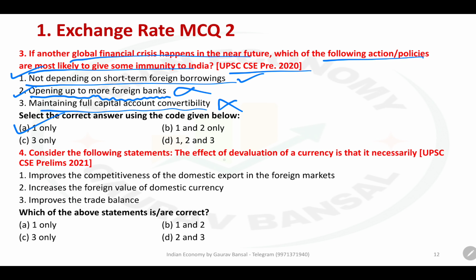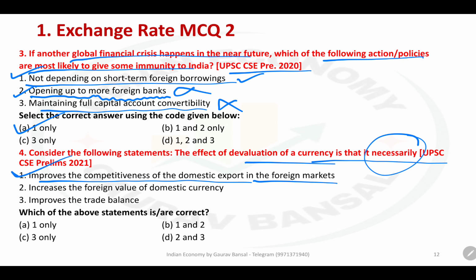This is 2021. The effect of devaluation of a currency is that it necessarily, and necessarily is very important, that means it should happen, improves the competitiveness of the domestic export in the foreign market. That is correct. Devaluation will immediately improve the competitiveness of the domestic export. They will become cheaper in international markets. So there is no doubt about it. So the first is correct. Even if it is a very strong statement, it is correct.